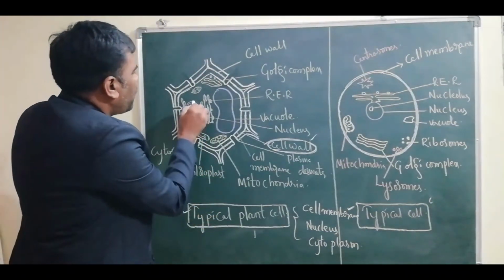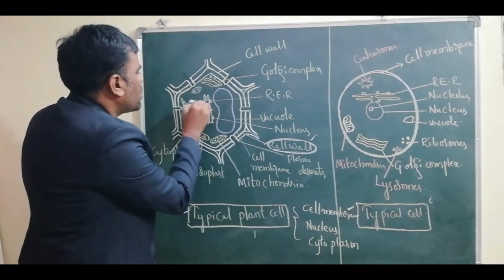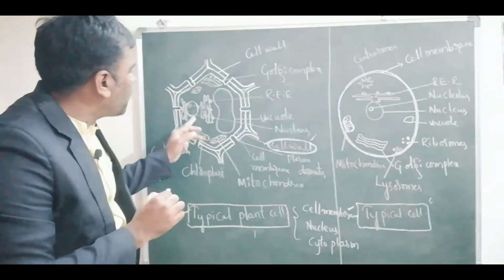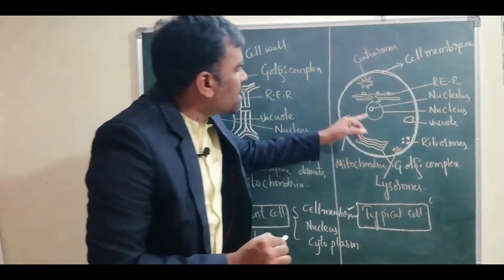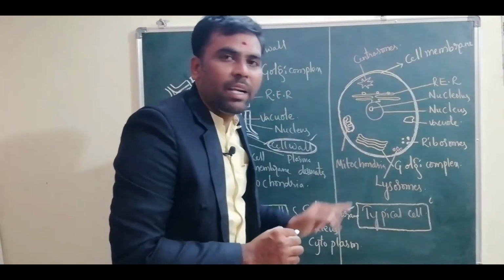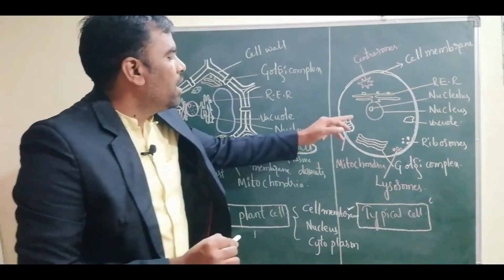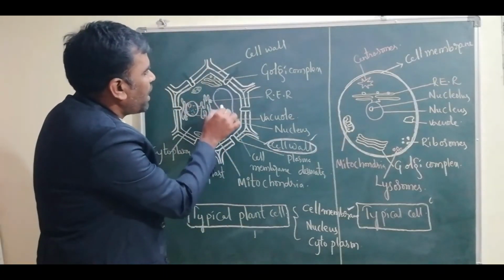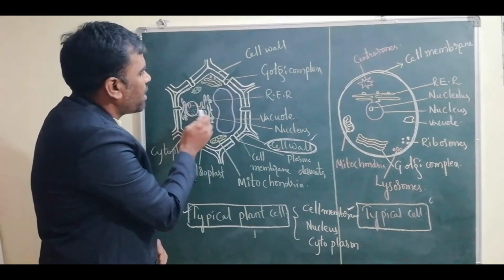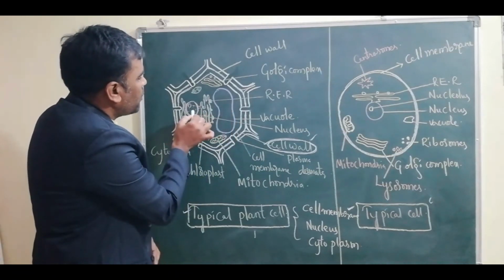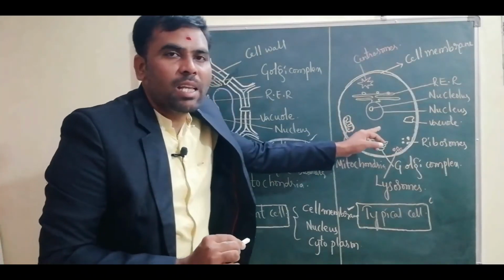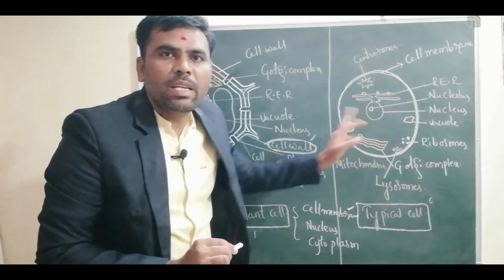Then next, if you observe the location of the nucleus, this is the nucleus. Where is the nucleus in the plant cell? The nucleus is shifted to the periphery. But in the animal cell, the nucleus is at the center. Why is the nucleus shifted in the plant cell? Because there is a big vacuole in the plant cell. It occupies most of the space in the plant cell. That is the reason the nucleus is shifted to the periphery. But in the animal cell, the nucleus is at the center.